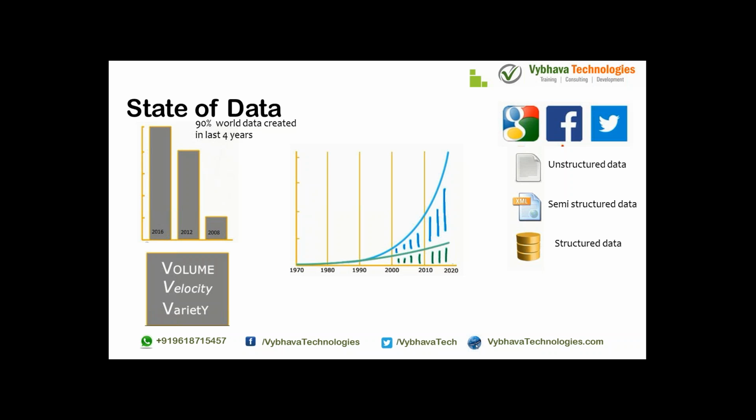The 3 problems are volume, velocity and variety. Coming to variety, we don't know what type of data is coming. It may be structured, it may be unstructured, or it may be a relational database, whatever it is. Velocity, volume and the processing, we will discuss these three in the next slide.